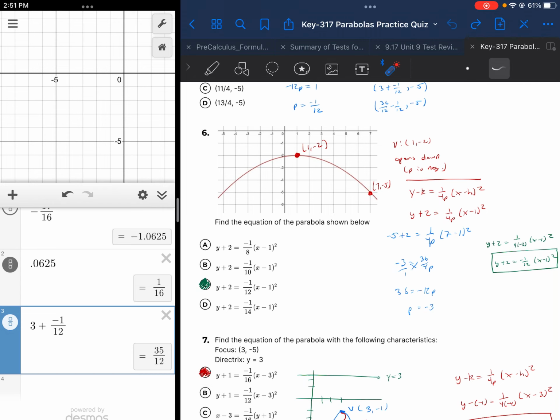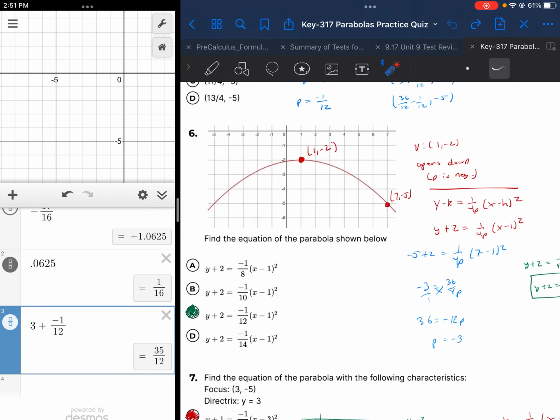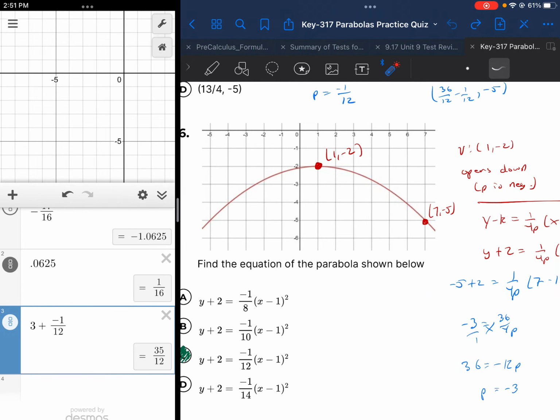All right, halfway through now. Looking at number 6, find the equation of the parabola given just the picture. So we're just given the graph of the parabola. So as always, if we need to find an equation for a conic, or for a parabola rather specifically, we need the direction of opening, the vertex, and the value of p. Well, the direction of opening is pretty obvious.